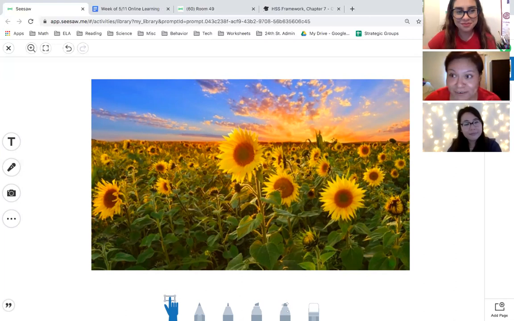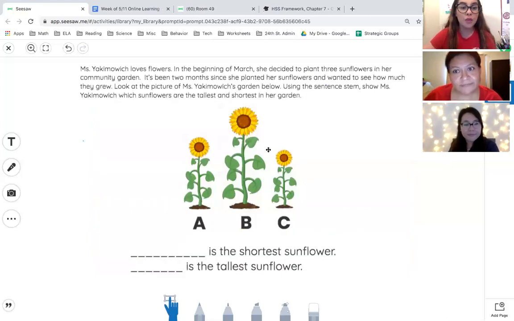So you're in the story. You ended up planting some flowers in the community garden. I don't know how many. You started them in March, and now you're checking them again in May, 2 months later. And you're trying to figure out which one is the shortest and which one is the tallest. Perfect. Thank you.